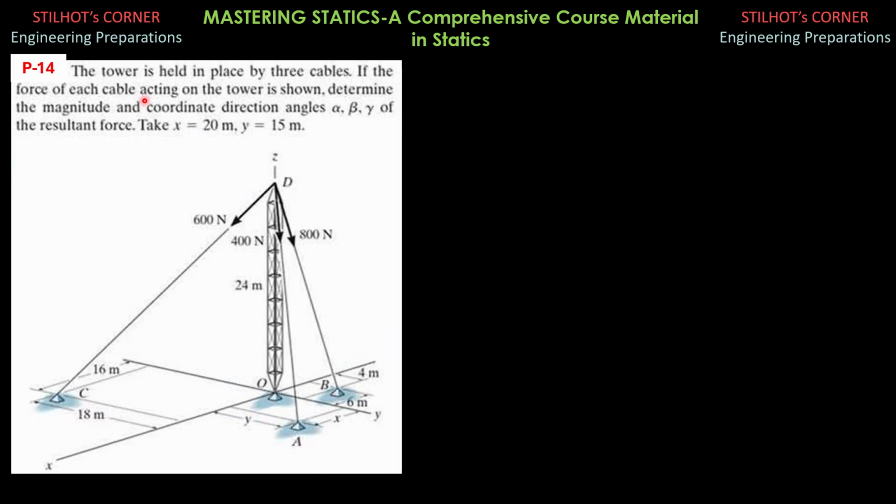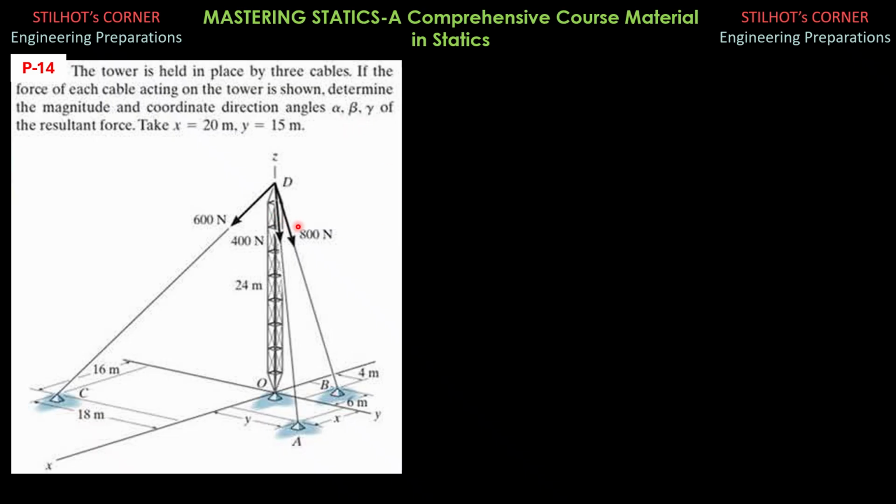Problem 14. The tower is held in place by three cables. If the force of each cable acting on the tower is shown, determine the magnitude and coordinate direction angles alpha, beta, gamma of the resultant force. Take x 20 meters, y 15 meters. So these direction angles alpha, beta, gamma, I'll just represent them with theta x, theta y, theta z respectively in this problem.